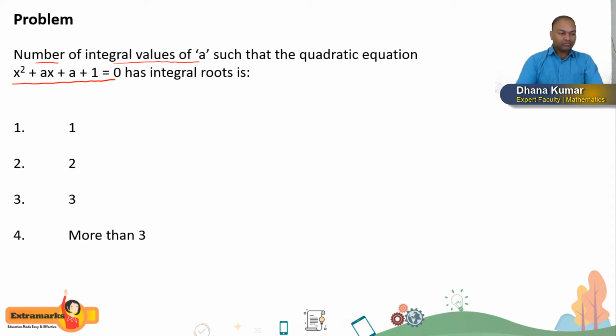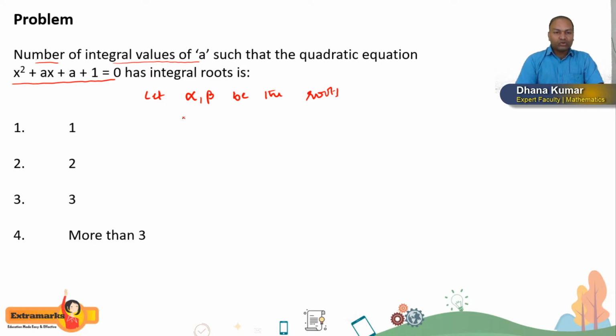Clear? Okay. Now procedure, you observe this one. Here equation has integral roots, but we don't know those roots. Is it correct or not? Because we don't know a value. If you know that a value, we can find out the roots. Right. So for our convenience, I am assuming alpha comma beta be the roots. Okay. Here alpha and beta are what? Integral roots. So alpha and beta are integers. Fine.